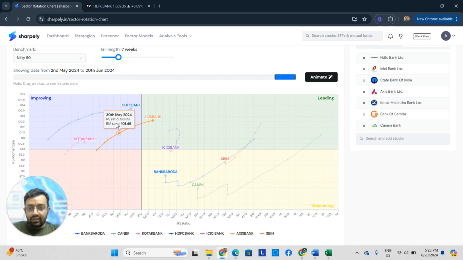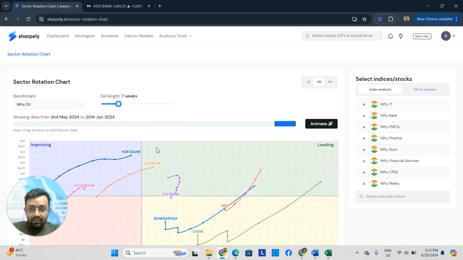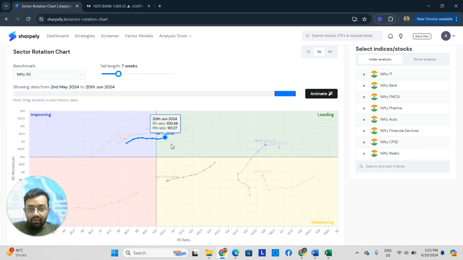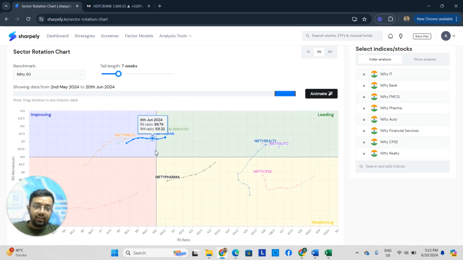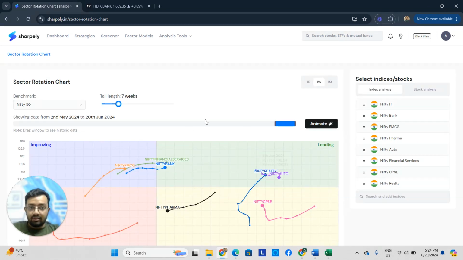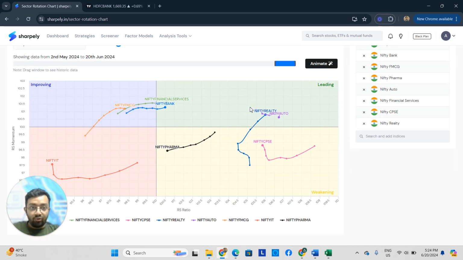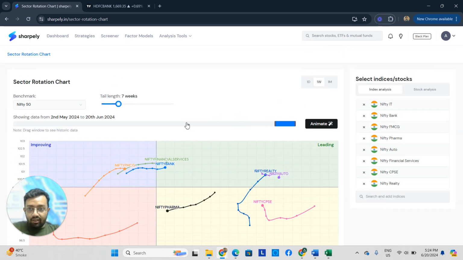Right now, as we can see from the index analysis, the banking and financial sector is showing strength. So for private banks and financial services stocks, you can time your entry, you can invest in ETFs or mutual funds based on the movement of these lines. Right, so that's it. We hope that you will use this tool to its full advantage. You will find strong sectors, and you will be able to find strong stocks among those sectors as well.